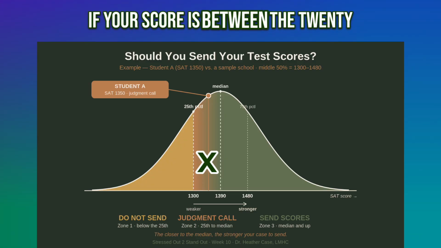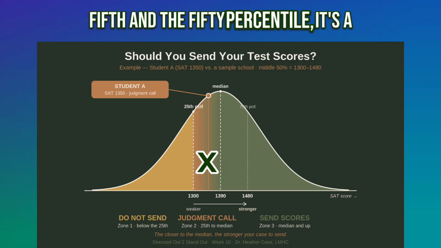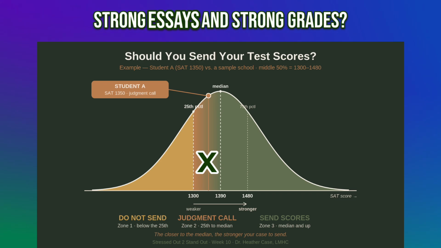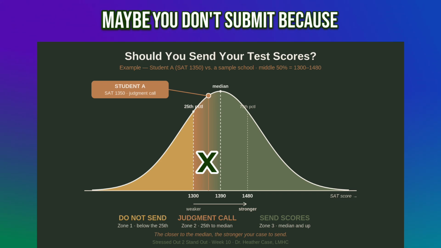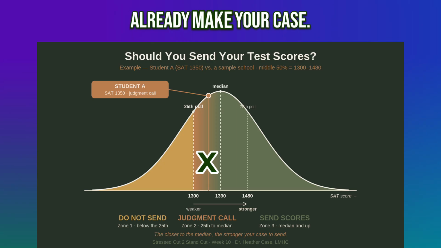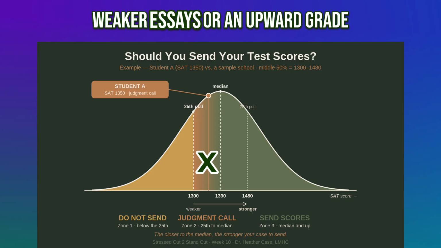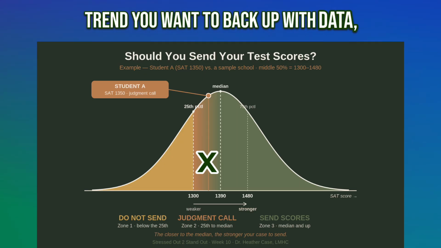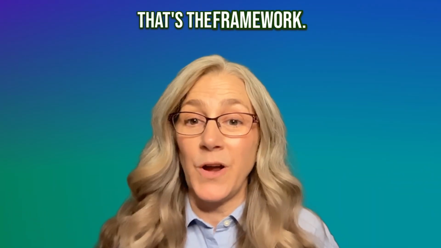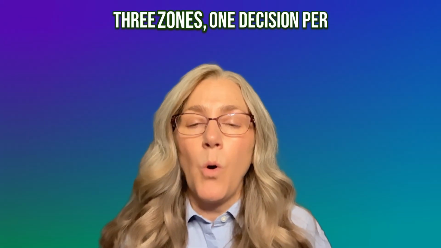If your score is between the 25th and the 50th percentile, it's a judgment call. Look at the rest of your application. Strong essays and strong grades? Maybe you don't submit because your transcript and writing already make your case. Weaker essays or an upward grade trend you want to back up with data? Probably a good idea to submit your scores. That's the framework. 3 zones, 1 decision per school.